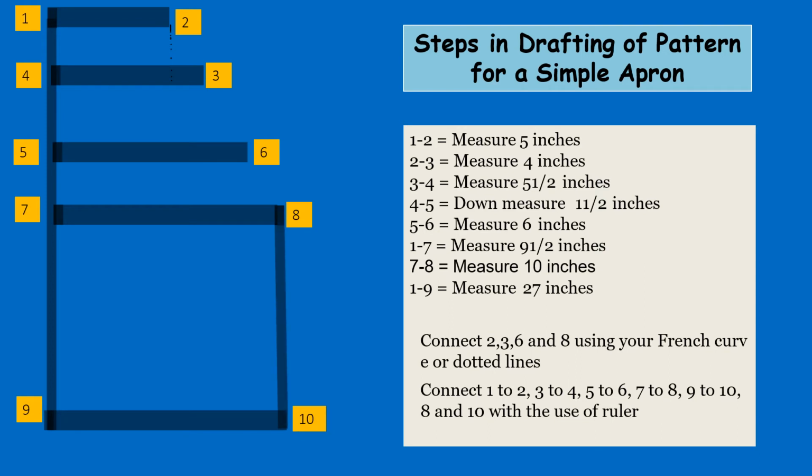The next step is to connect 2, 3, 6, and 8 using what? Yes, French curve. So that is a connected line: 2, 3, 6, and 8 using the French curve. Then connect 1, 2, 3, 4, 5, 6, 7, 8, 9 to 10, 8 and 10 with the use of the ruler.